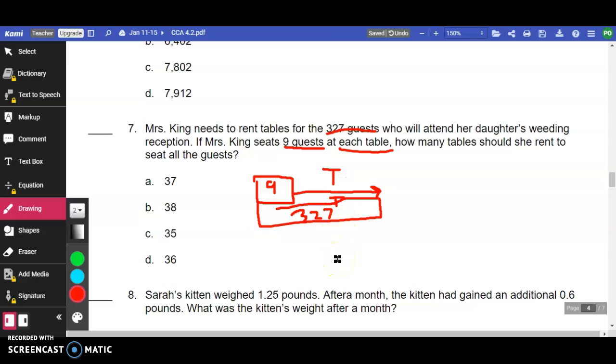So, when I look at this, what operation will I be doing? Division. Because I have a total that I am separating into equal groups of 9. Which makes sense when we look at our answer choices. They are all much smaller than 327. This makes sense that we will be dividing.